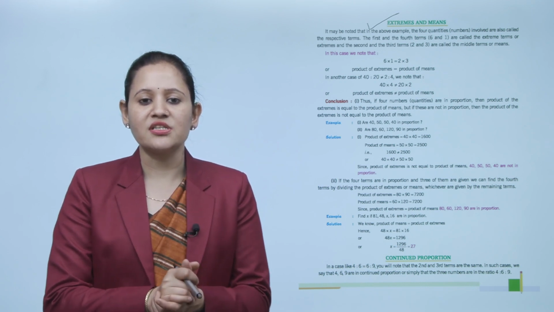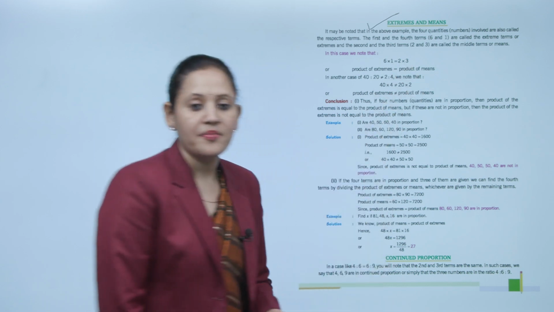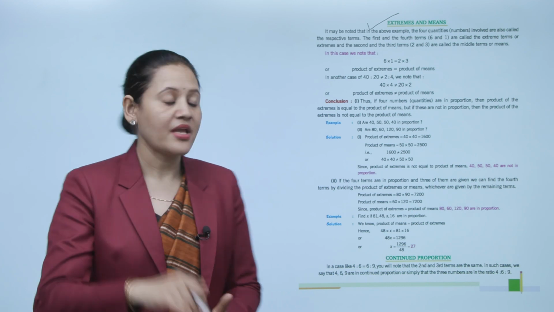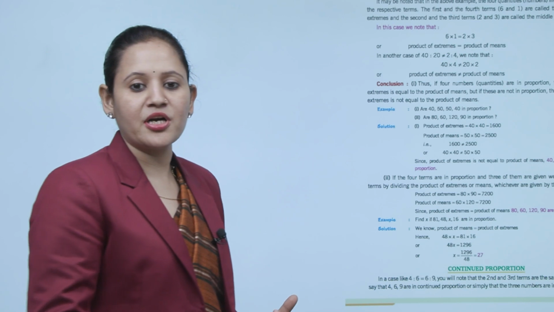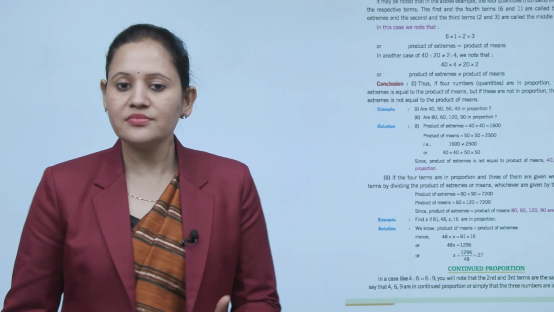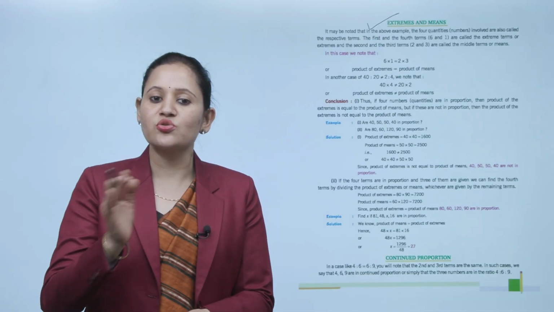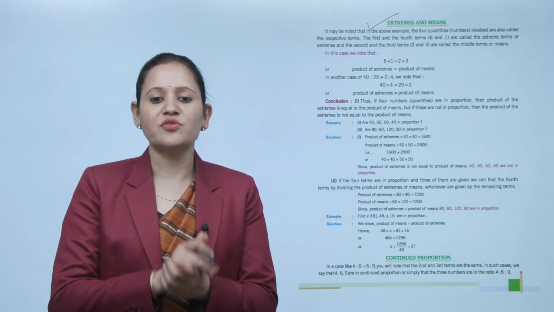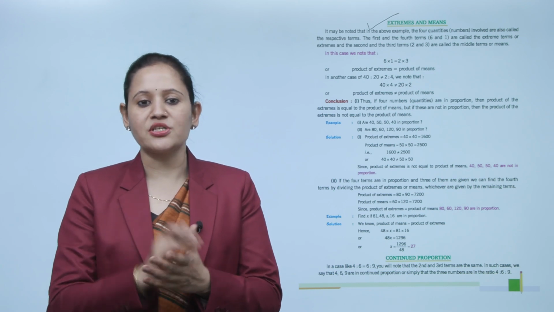In this case, we noted that 6 into 1 equals 2 into 3, means the product of extremes is equal to the product of means. Product of extremes means 6 into 1 and the product of means 2 into 3, that is also 6. So that is equal. Clear? In another case of 40:20, that is not equal to 2:4. We notice that 40 into 4 is not equal to 20 into 2. Means the product of extremes is not equal to the product of means.